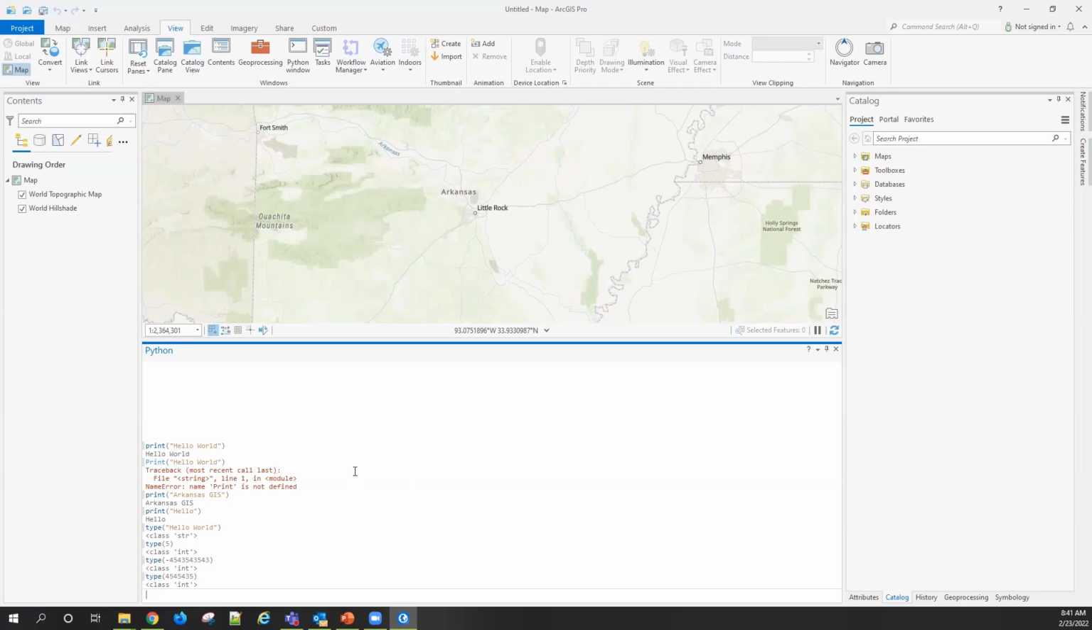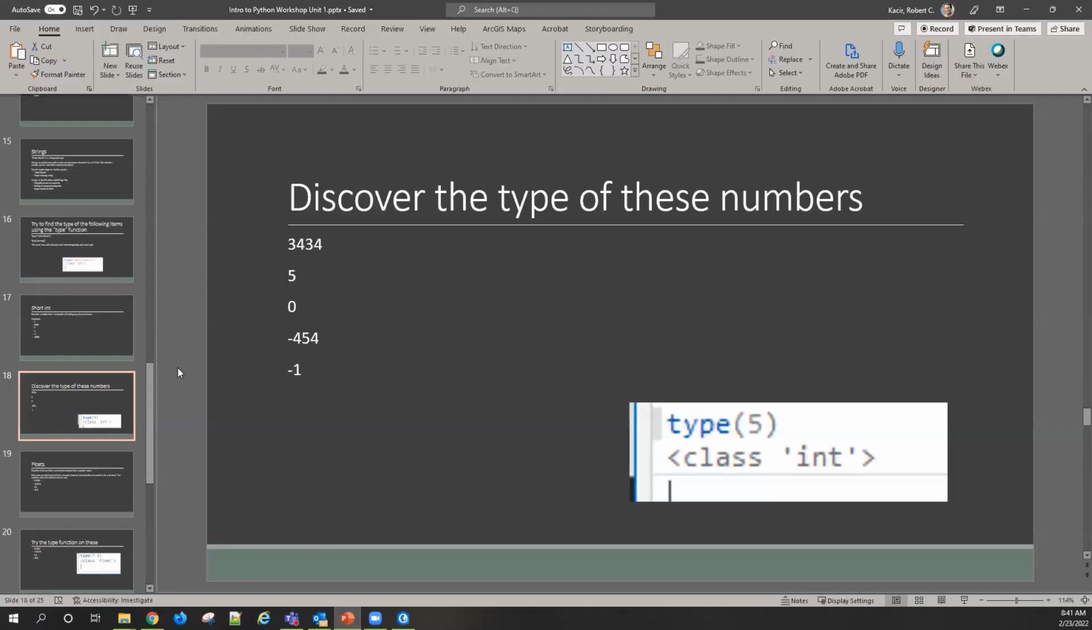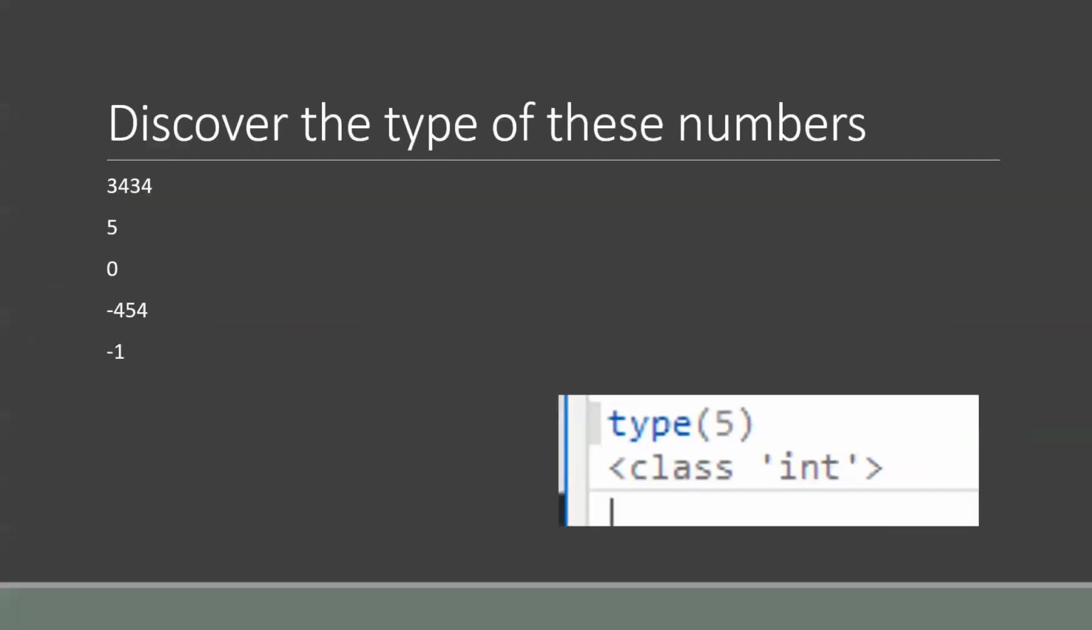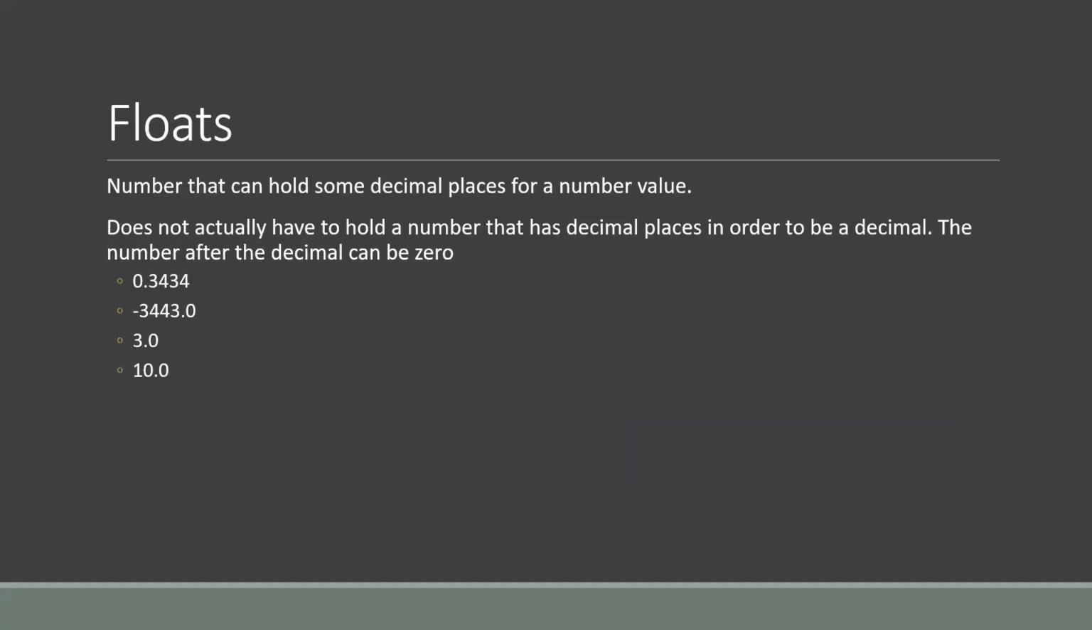So again, a very useful type here, which you're going to see a lot of. And so those are your whole numbers. And then the other type we're going to see a lot of are floats.